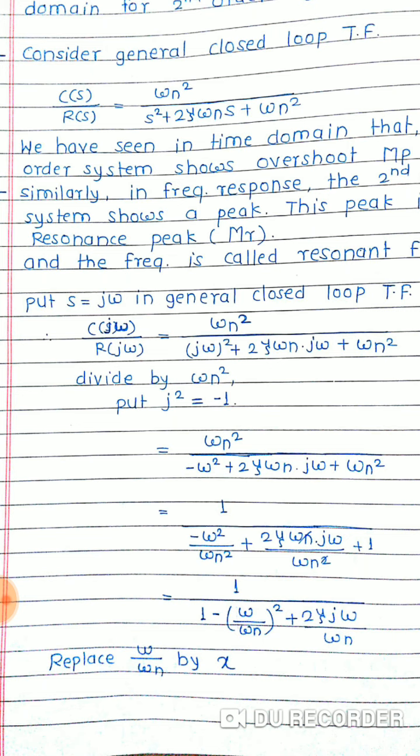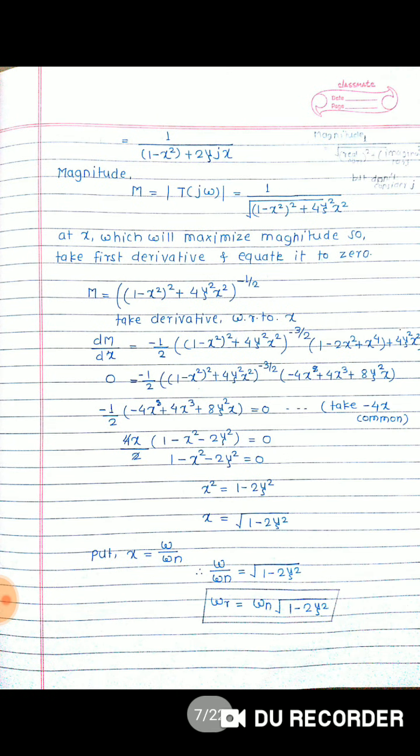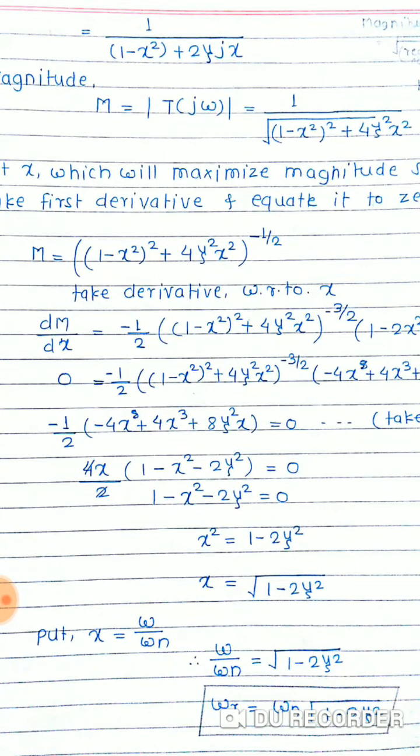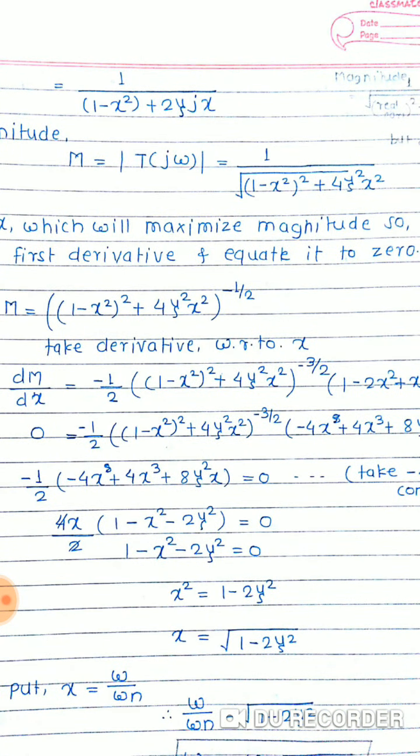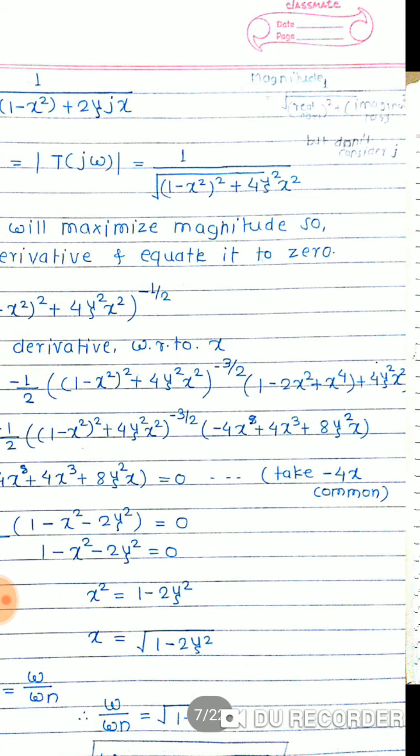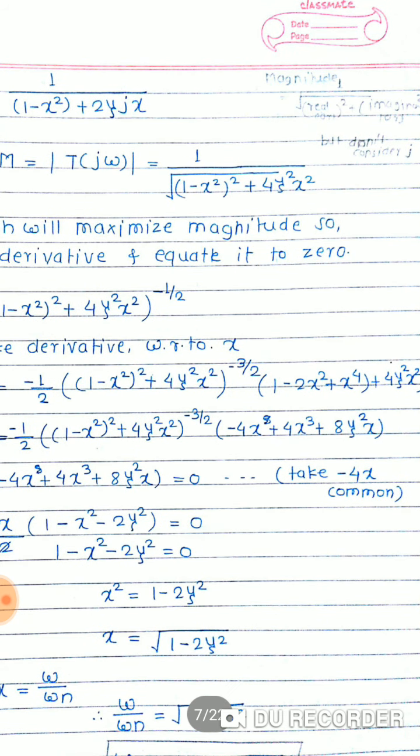Then we'll replace omega by omega n by x. So C upon R for j omega, as we have replaced omega by omega n by x, is 1 upon (1 minus x square plus 2 zeta j x). Then, as we want to find the magnitude of this transfer function C upon R, we have to use the formula: square root of the real part square plus the imaginary part square.